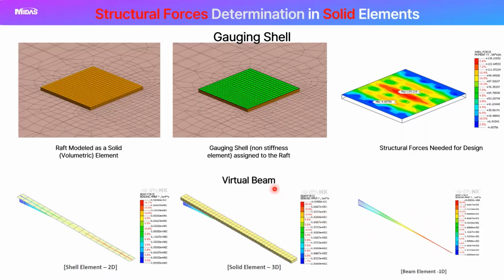Similar to the gauging shell, it's a non-stiffness and non-structural member. It just calculates the forces in your 2D or 3D elements and provides the values in terms of a 1D or beam element. So it will provide you with bending moment, shear forces, axial forces, and so on. This will be very helpful when you're dealing with solid elements, because it is not possible to use beam elements at times when you're dealing with low D by B ratios and for 2 meter or 3 meter diameter piles and so on.